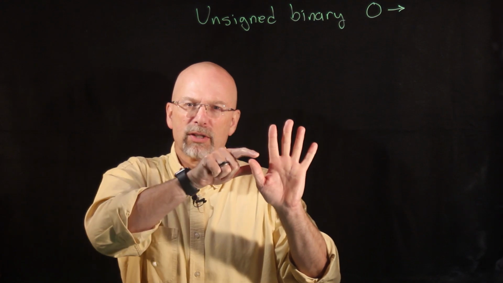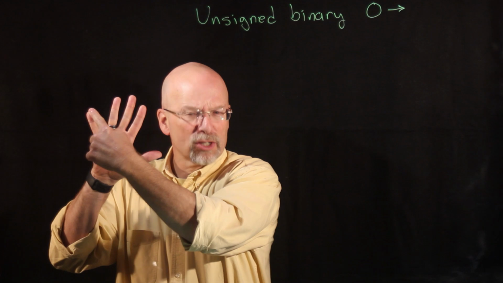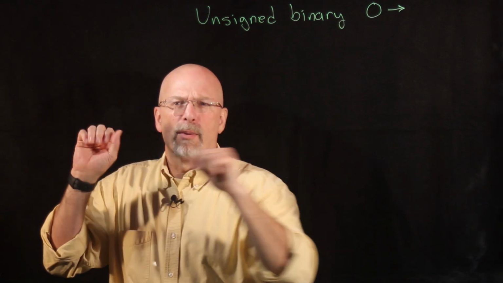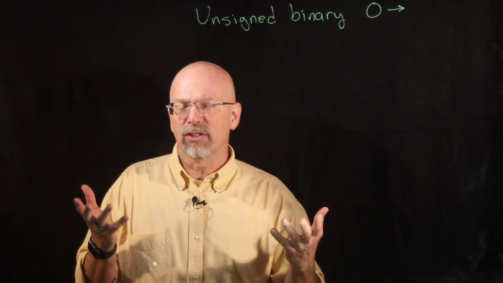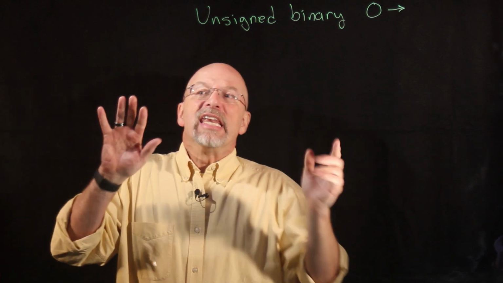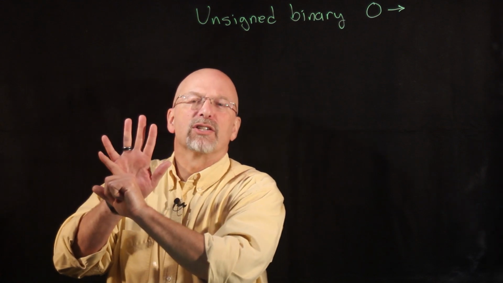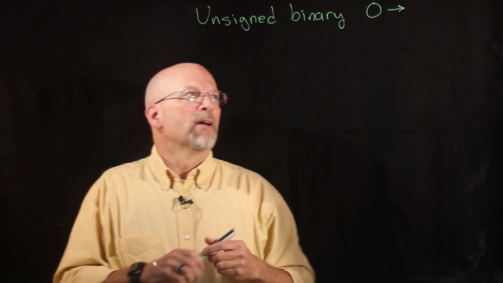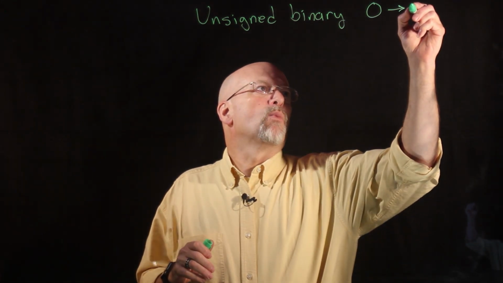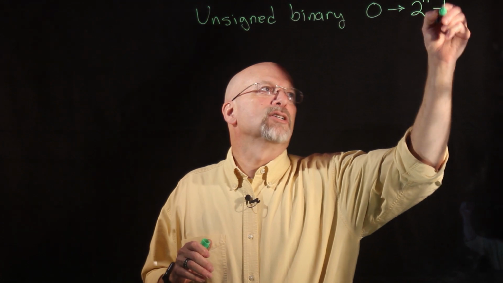2 to the 2, 2 to the 3, 2 to the 4, 5, 6, 7, 8, 9. This is the 2 to the 9th position, 512. And remember, if we added up all those powers of 2, we came up with 1023. The next digit, if I had an 11th finger over here, would have been the 2 to the 10th position, or 1024. So, for n bits, what we can represent is 2 to the n minus 1.